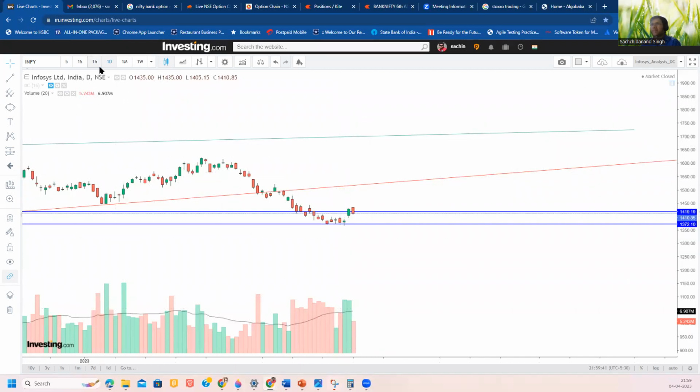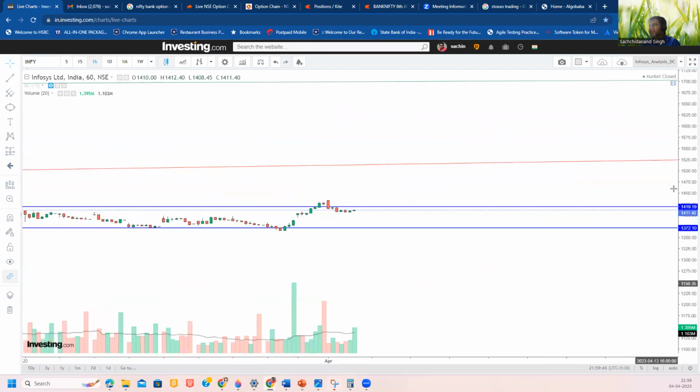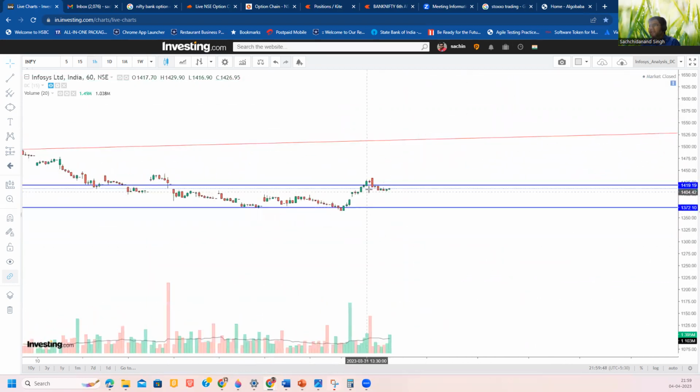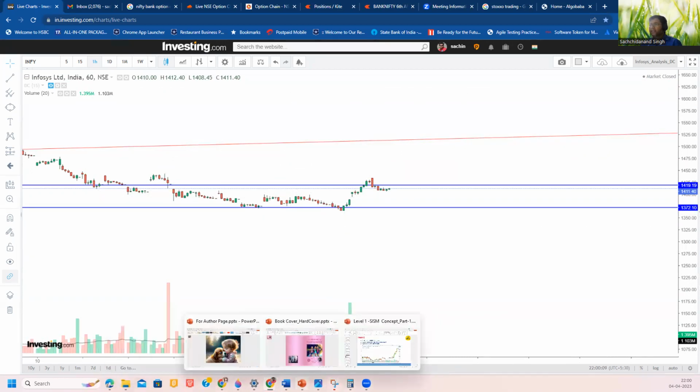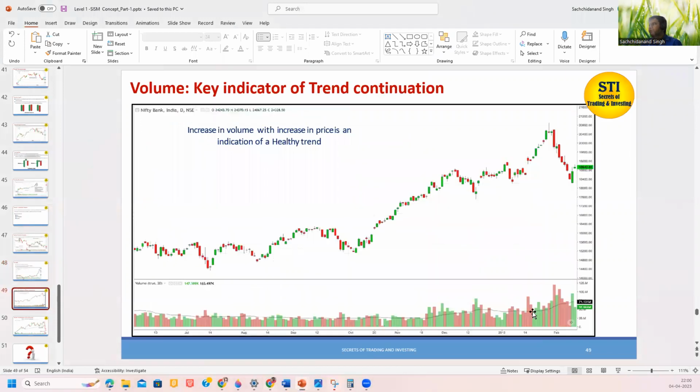The time frame could be, as I said, daily, weekly, monthly, or hourly. If we look at the hourly chart and hover the mouse over, for example, this green candle, the volume represents 1.49 million. That many shares have been purchased or sold in that particular time frame. Okay, so that is the volume.